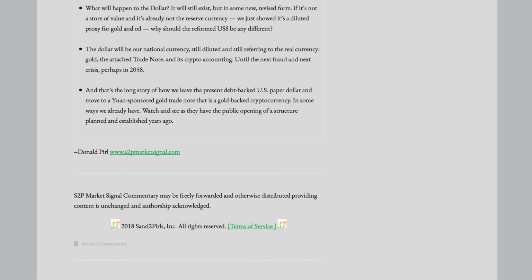If it's not a store of value and it's already not the reserve currency, we just showed it's a diluted proxy for gold and oil. Why should the reformed US dollar be any different? The dollar will be our national currency, still diluted and still referring to the real currency, gold, the attached trade note, and its crypto accounting, until the next fraud and next crisis, perhaps in 2058.